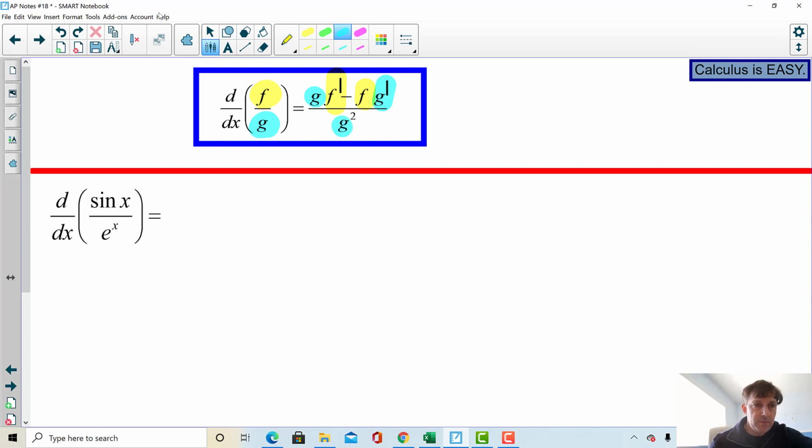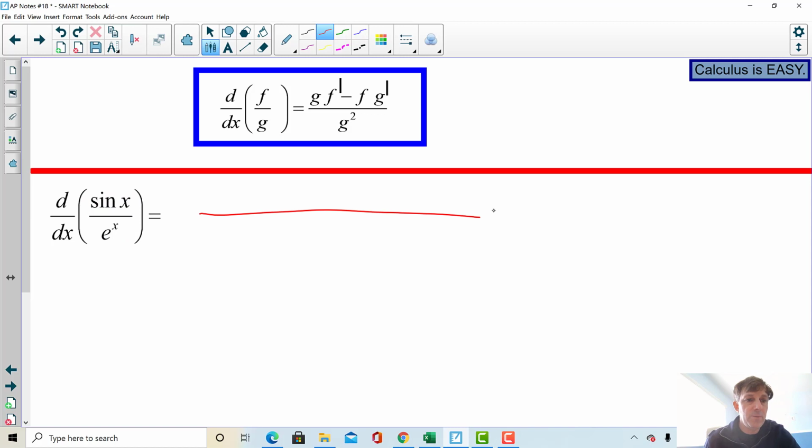Now let's go ahead and do an example of that. So in this example, sine of x is our top. It's kind of like your f. And e to the x is the one on the bottom. That's kind of like your g. Okay, so we're always going to start with the bottom. Just like if you were building a house, you would start with the foundation, which is the bottom. So our bottom is e to the x. So we'll start with e to the x.